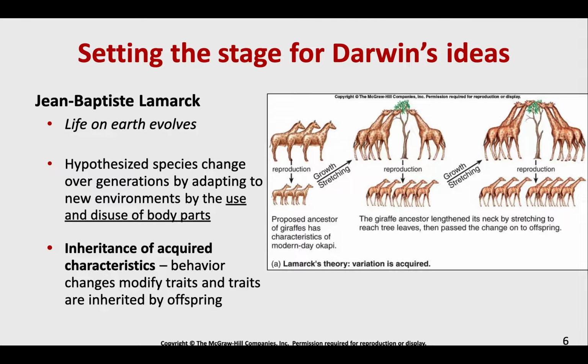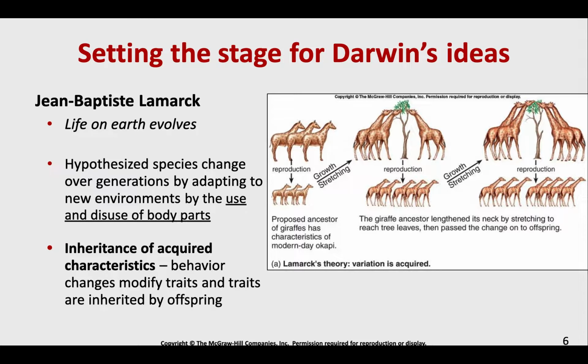We also have this other guy, Jean-Baptiste Lamarck. He popularized the idea that life on Earth evolves. He thought that life evolves because species change over generations by adapting to new environments through the use and disuse of body parts. He came up with this idea of the inheritance of acquired characteristics. His idea was that behavior is going to change the traits that are passed along. Remember, they didn't have any idea of the genetic basis of genes at this point. We didn't know about alleles.